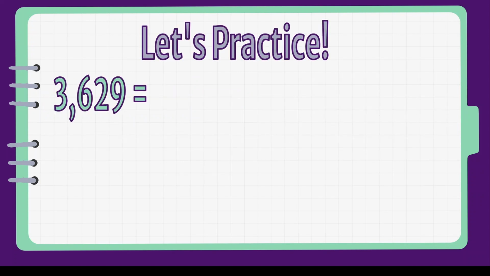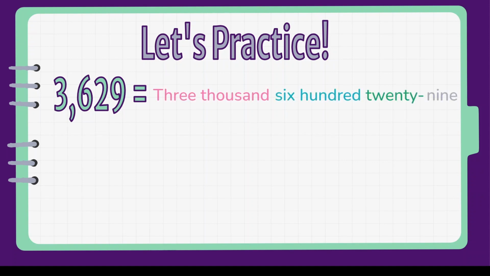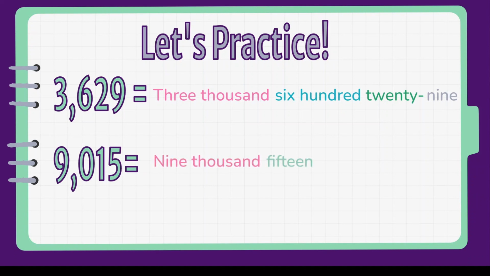Now let's practice. For the number 3,629, this is how it's written in word form: three thousand, six hundred twenty-nine, without forgetting the hyphen between the tens and the ones. For the number 9,015, you can notice that we don't have hundreds, so we directly write nine thousand fifteen.